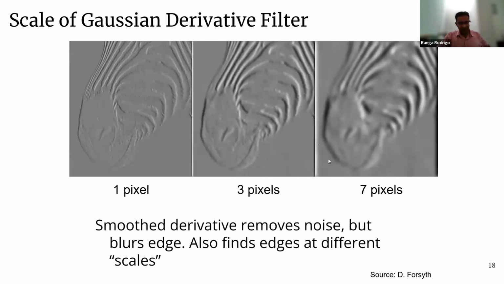The others are also separable. Okay, so the scale of the Gaussian derivative filter also matters. You can see the 1 pixel, 3 pixel, and 7 pixel. That's the sigma of the Gaussian. Here you detect very fine edges. Here you detect coarse edges. Here you detect much coarser edges by changing the sigma of the Gaussian smoothing. Smooth derivative removes noise but blurs the edges, and also finds edges at different scales.